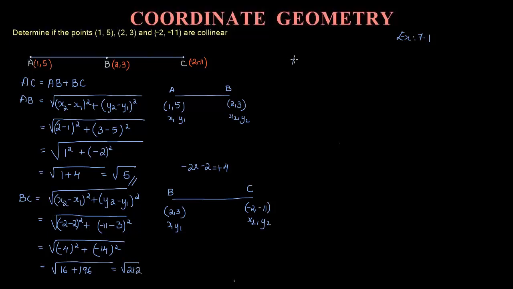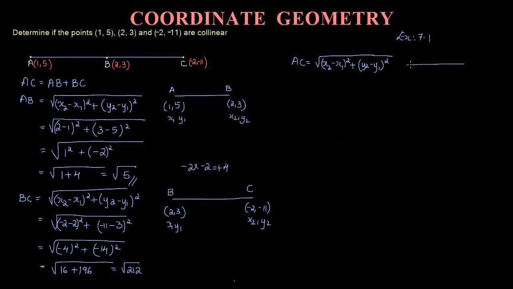So let us now find AC. For that also just write the distance formula, that is x2 minus x1 whole square plus y2 minus y1 whole square.